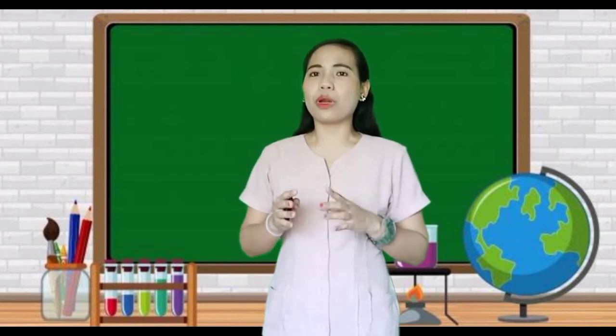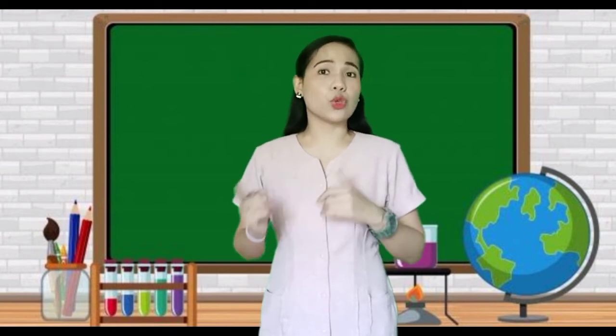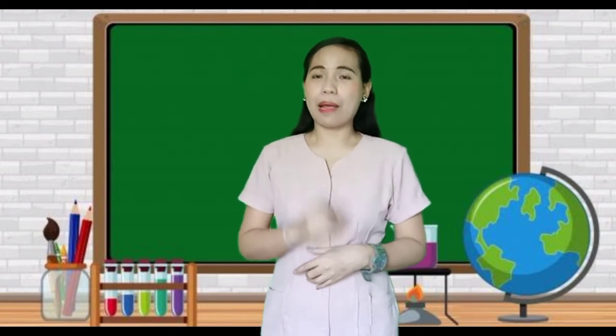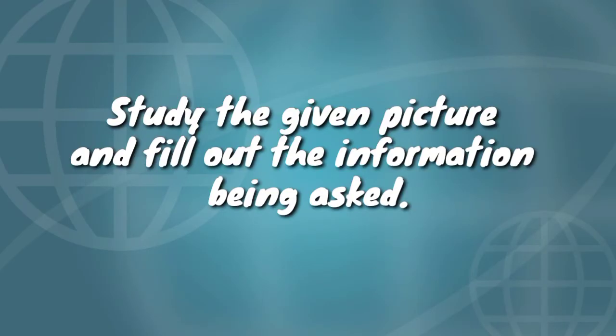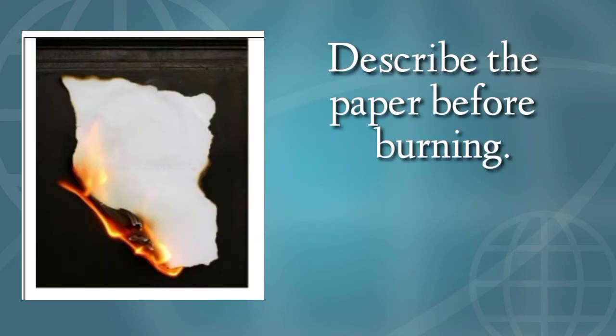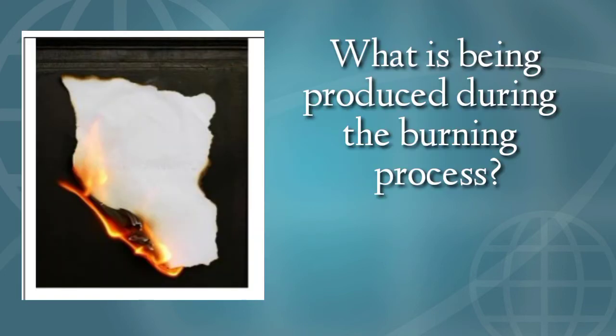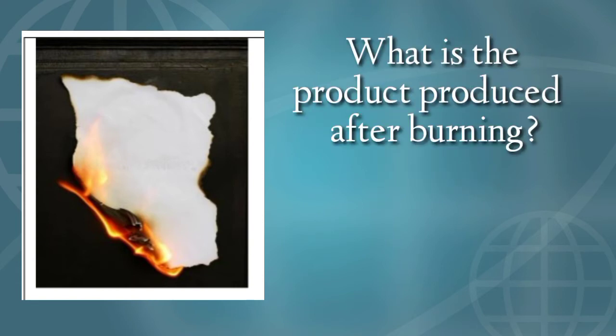You will learn more about chemical reaction as you go to activity 4. Please do activity 4. Study the given picture and fill out the information being asked. First picture, describe the paper before burning. What is being produced during the burning process? What is the product produced after burning?